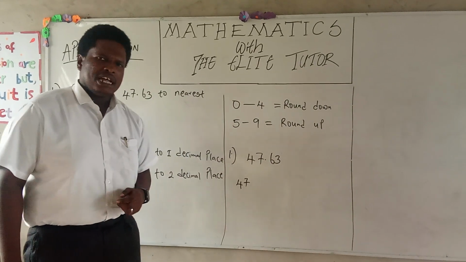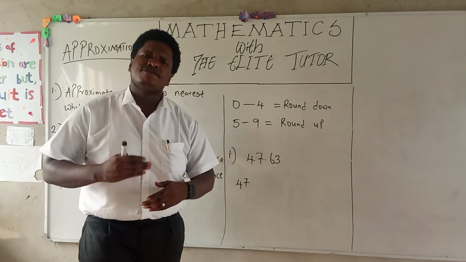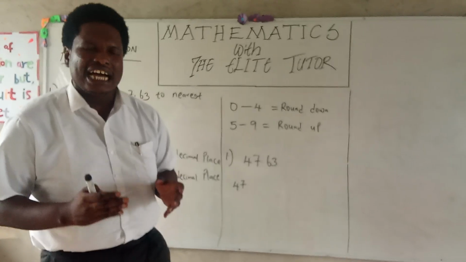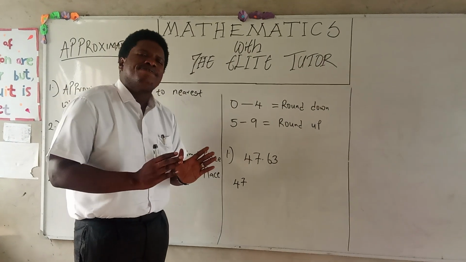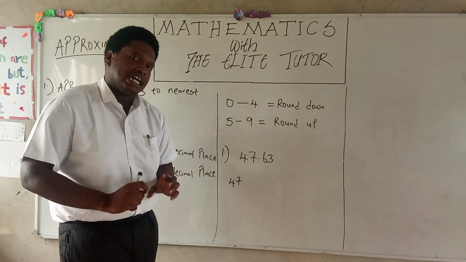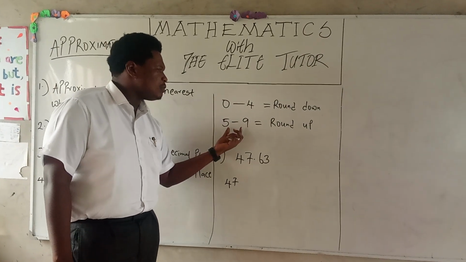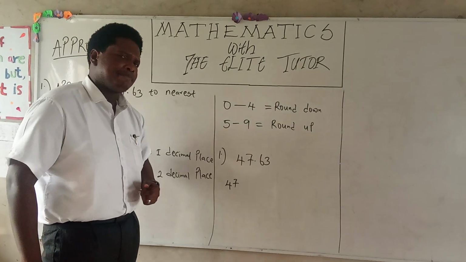Now let me share a little secret. When we say numbers that fall between 0 to 4 are rounded down, we are simply saying that those numbers have no effect; it will still remain constant. But when we say numbers that fall between 5 to 9 are rounded up, they are going to increase by 1, and we are going to see how that plays out.